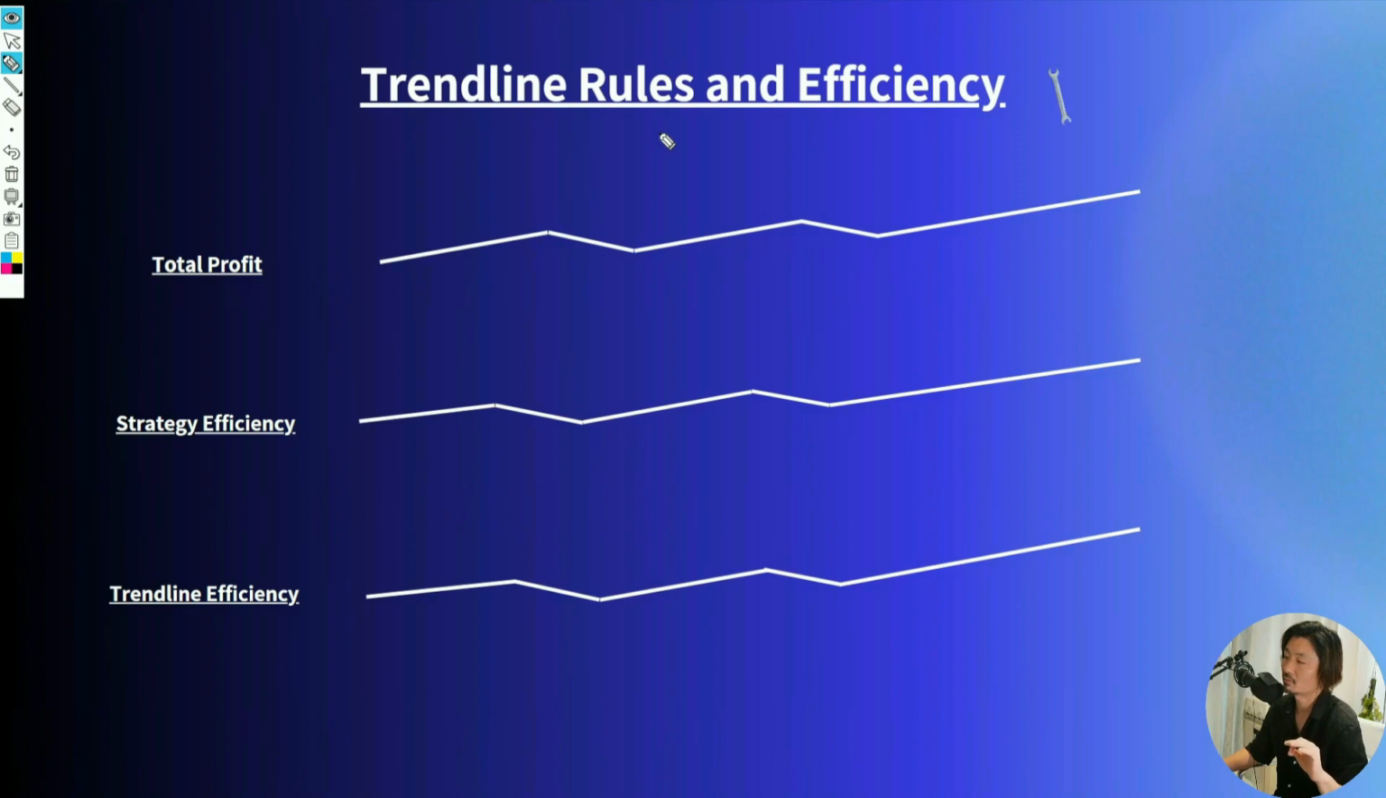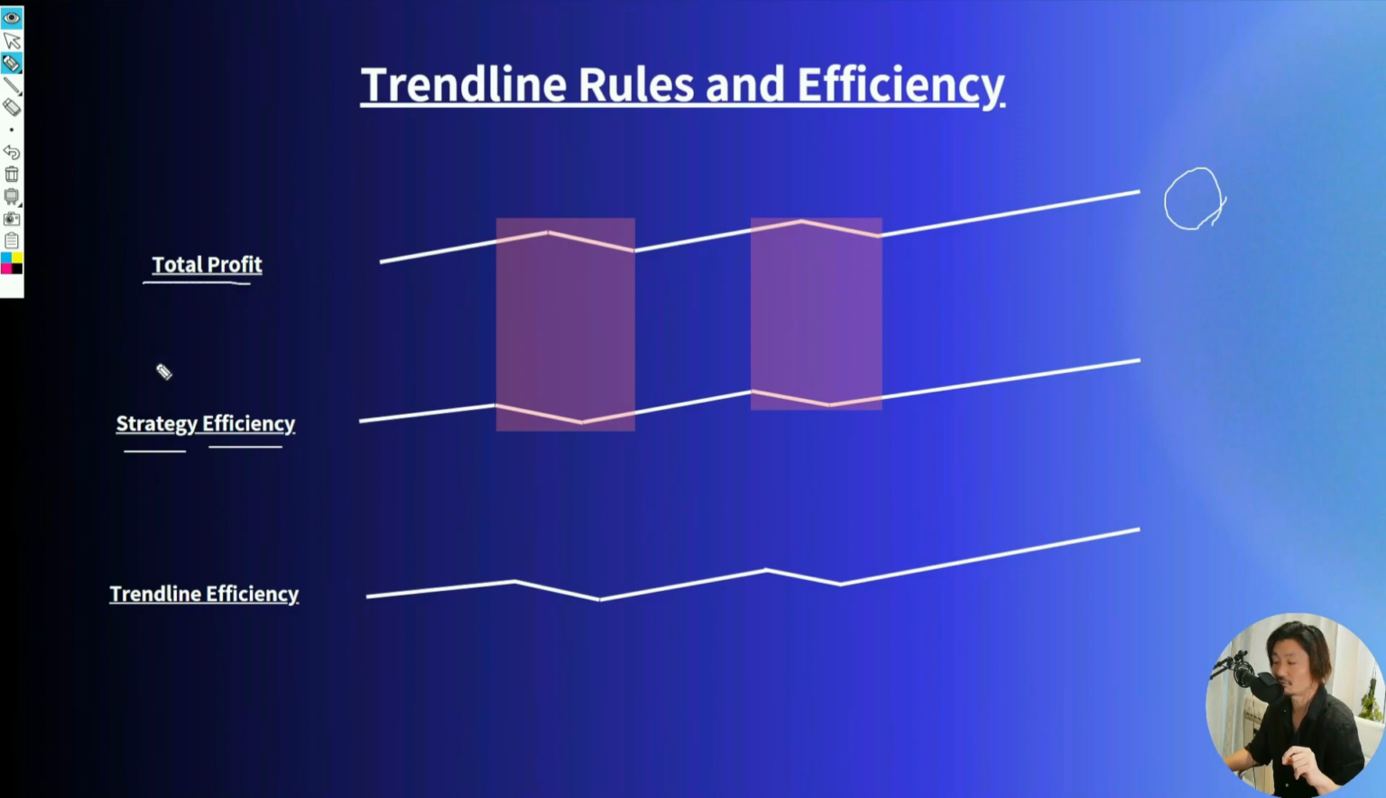All right, trend line rules and efficiency. Now, like I explained in lesson 1 of this course, the main goal of trading is to make consistent profits over the long term, right? So that'll be this graph right here. And I also explained that a strategy's efficiency should mimic this total profit curve, right? You can see that the total profit curve and the strategy efficiency curve are both generally mimicking each other.